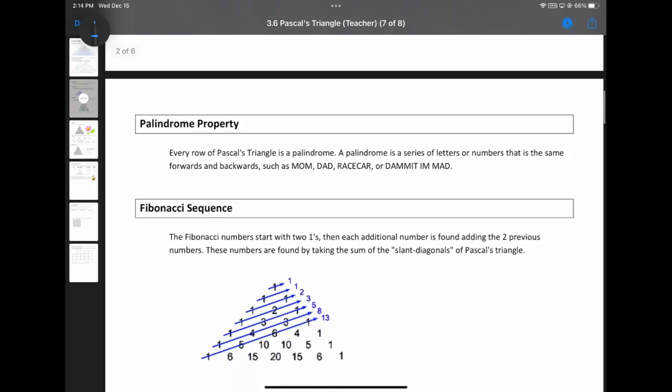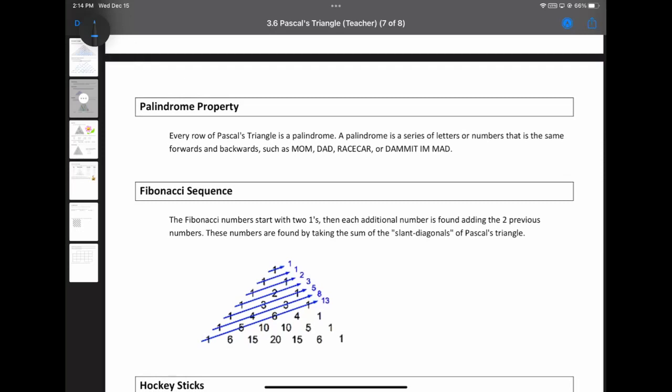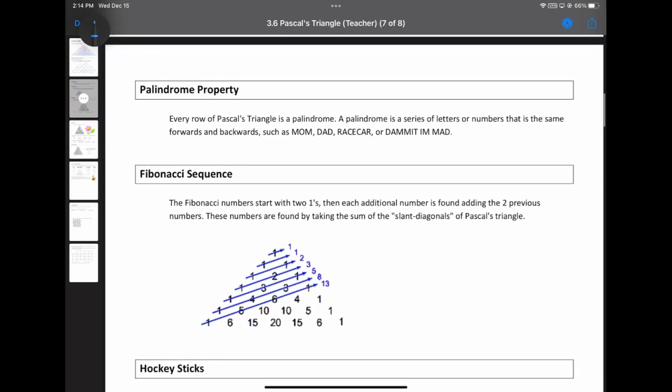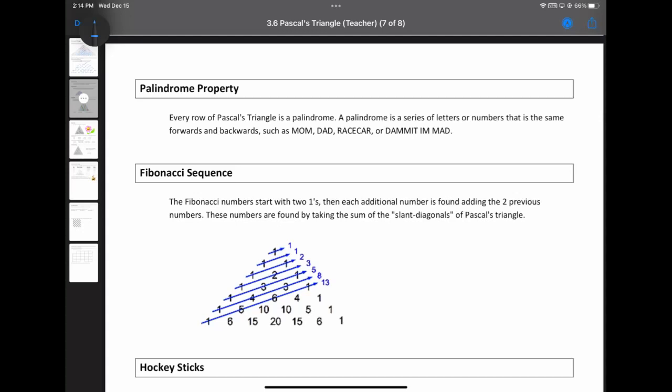There are a lot of properties here. A few of them I'm going to just jump over quickly for interest's sake. They're not necessarily the ones we're going to use for problem solving. They're just kind of neat that they're there. The first one I'm going to look at is called the palindrome property, which is just a fancy way of saying that every row is the same whether you read it forwards or backwards. So just because I have it on the sheet, I'm going to look down there and say that that row is 1, 6, 15, 20, 15, 6, 1, which of course backwards is 1, 6, 15, 20, 15, 6, 1.